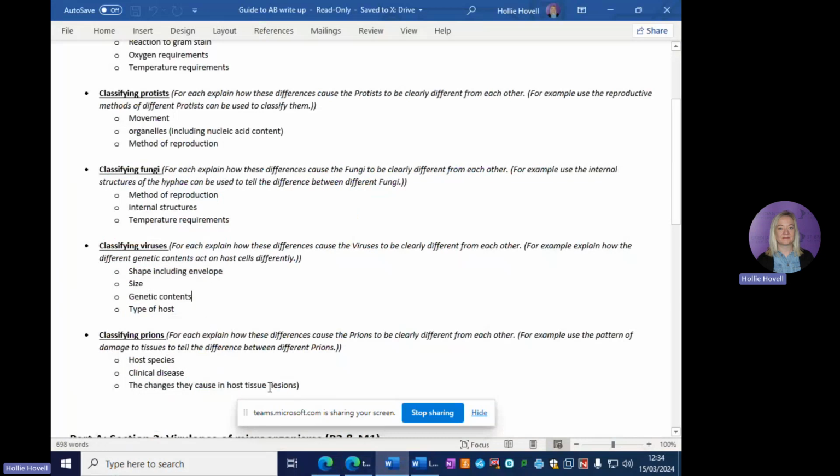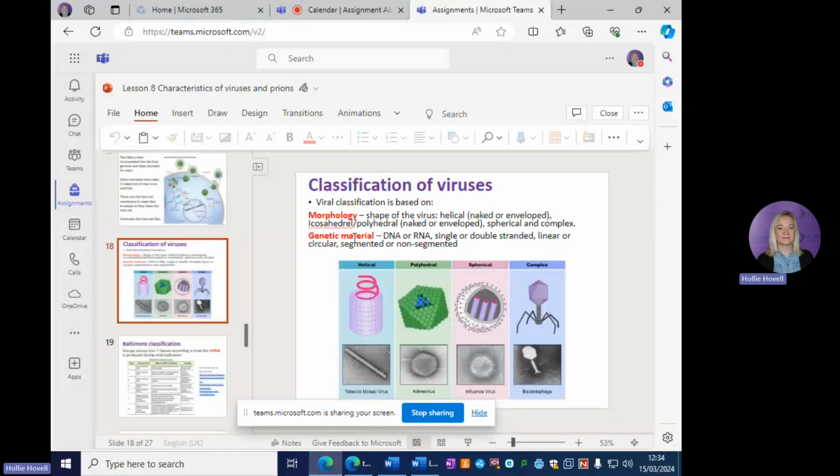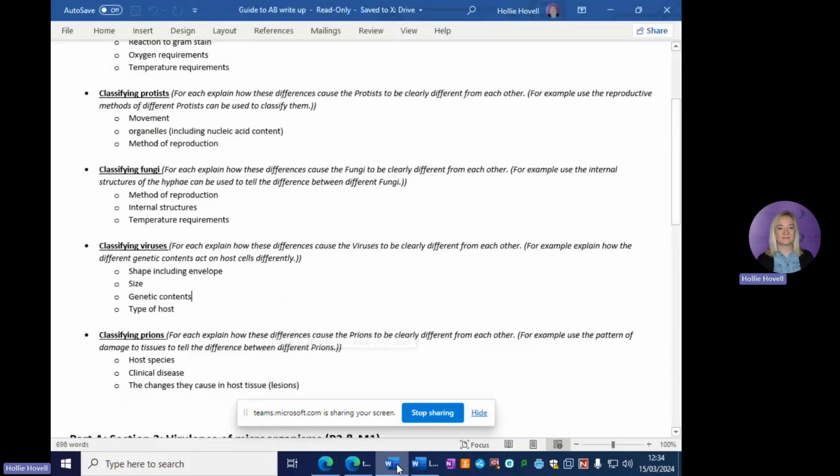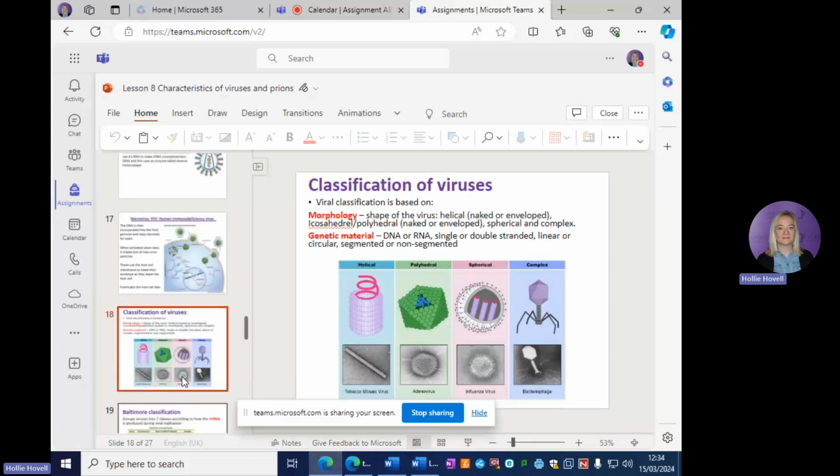The third one is genetic contents, which is on this slide as well. So the genetic material can be DNA or RNA, and you can talk about that. You might want to add in a bit about retroviruses with the RNA and how they need to have reverse transcriptase to make DNA so that then they can get into the host cells. You can talk about the genetic material being single-stranded or double-stranded, linear or circular, segmented or non-segmented. Try and find out what all of those terms mean and explain them. Don't just list what's on the PowerPoint.